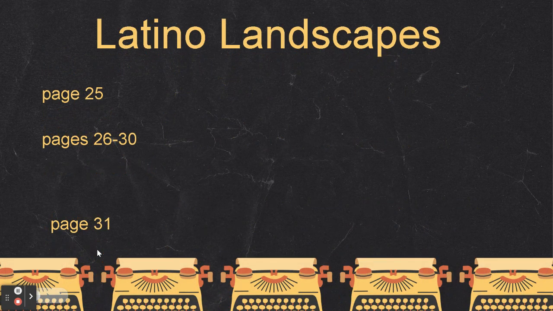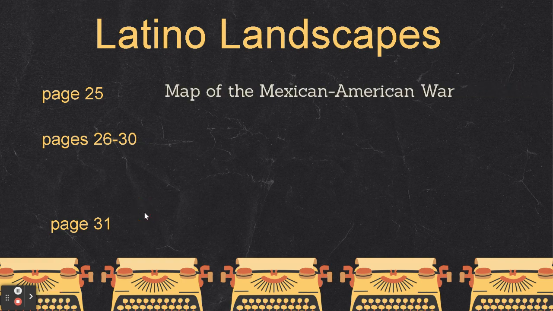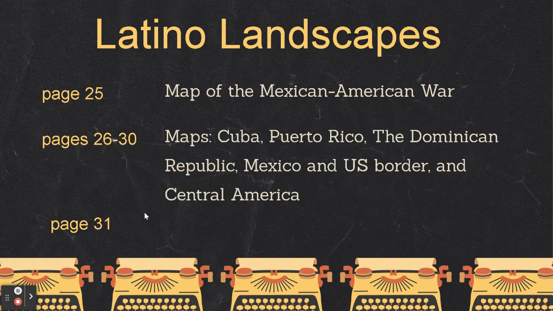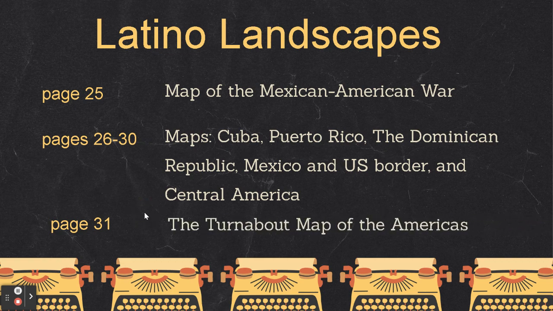So there's some Latino landscapes you will see in the book. It should be on my air vent. So you can grab one of those and go to page 25, where you will see a map of the Mexican-American War. Pages 26 through 30, you'll see maps of Cuba, Puerto Rico, the Dominican Republic, Mexico and U.S. border, and Central America. On page 31, you will see the turnabout map of the Americas.